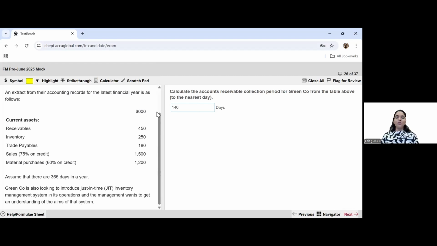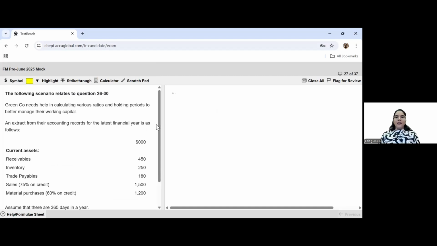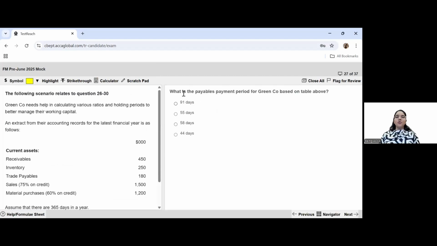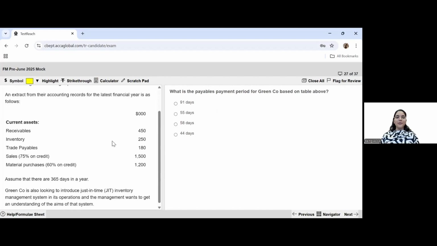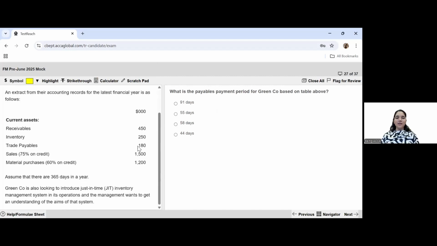Let's move ahead to the second question. Second question wants us to tell the payables payment period for Green Company. So when you talk about the payables payment period, we say numerator is going to be our payables amount, which is 180. This needs to be divided by our credit purchases. So material purchases are worth 1200. 60% of them are on credit. So 180 divided by 1200 into 60%.